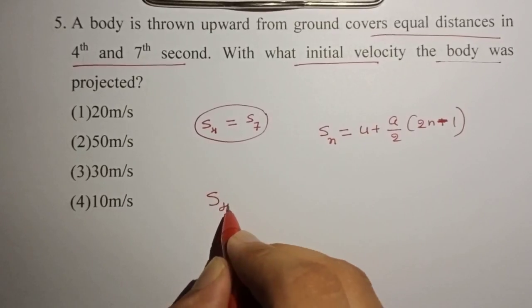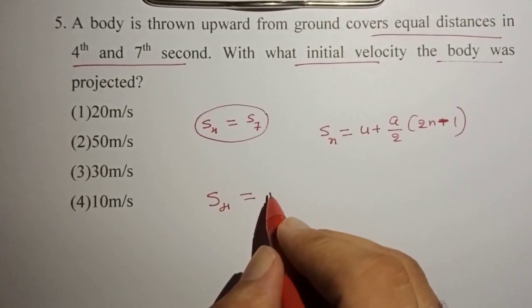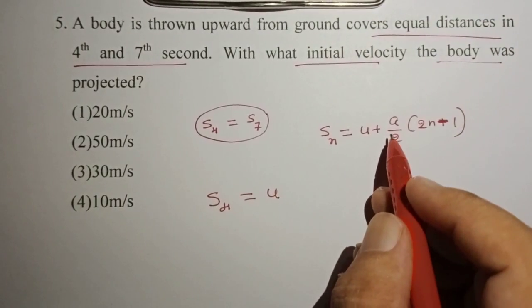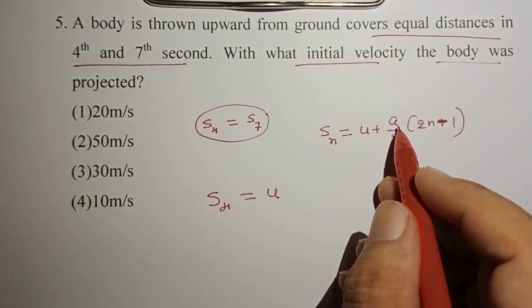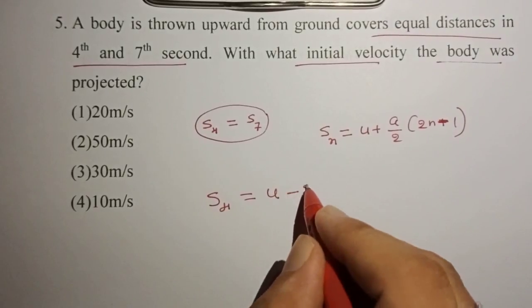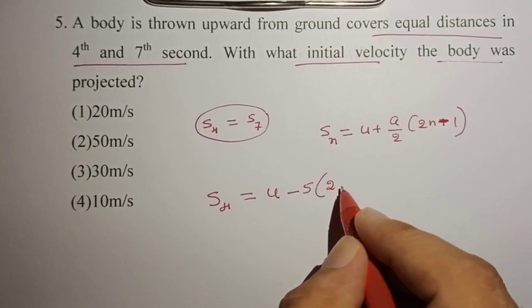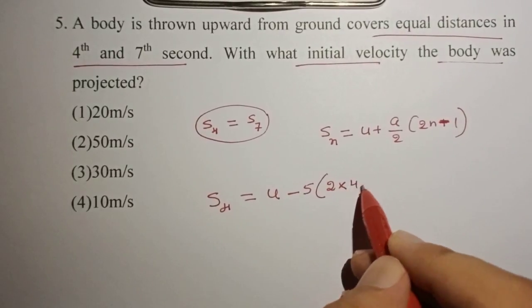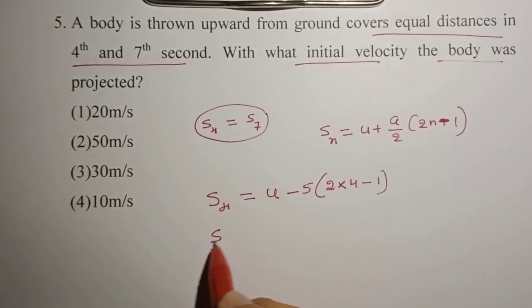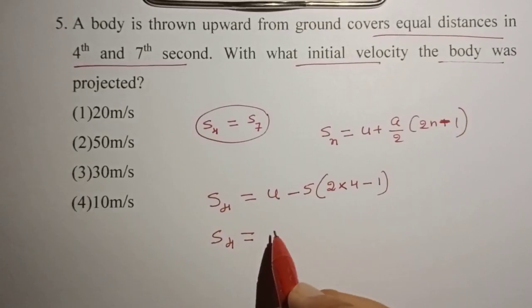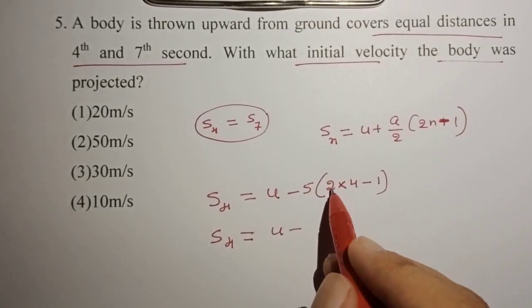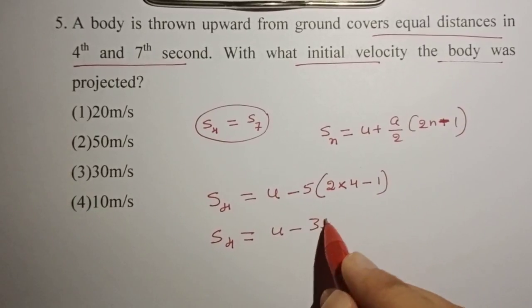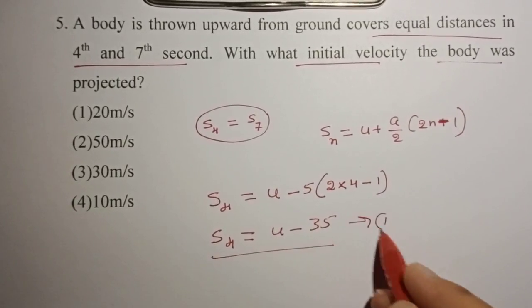We will see S4 is equal to initial velocity, we have to find out u. What is a? It is minus 10, minus 10 by 2 is minus 5. What is n? n is equal to 4. So S4 will be equal to u minus 5 into 2 into 4 minus 1. 2 into 4 is 8, 8 minus 1 is 7, 7 into 5 is 35. Let me write this as equation number 1.